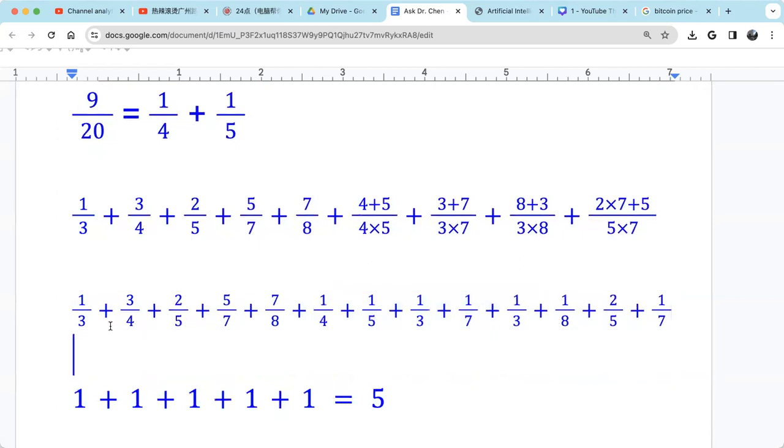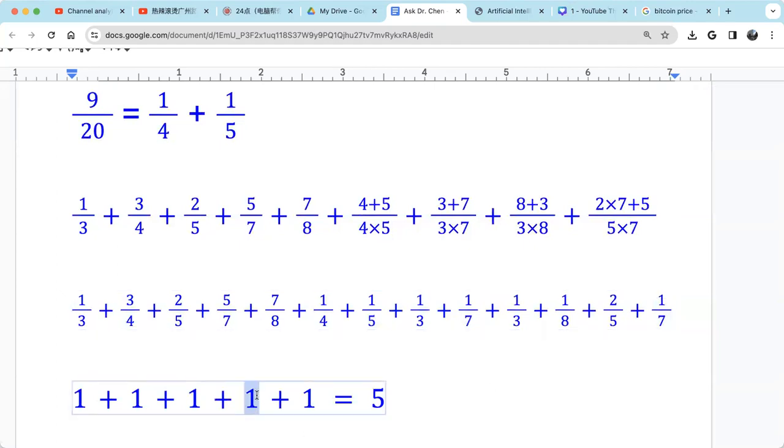So now we look for the same denominator. We have 1/3 here, and we have 1/3 here, so 2/3, plus 1/3 here, that's 3/3. Well, 3/3, of course, is 1. So we get our first one. We have 3/4 plus 1/4, that's 4/4, which is another one. 2/5 plus 1/5, that's 3/5, plus 2/5, that's 5/5. That's our third one. Then we have 5/7 plus 1/7, which is 6/7, plus another 1/7, which is 7/7.